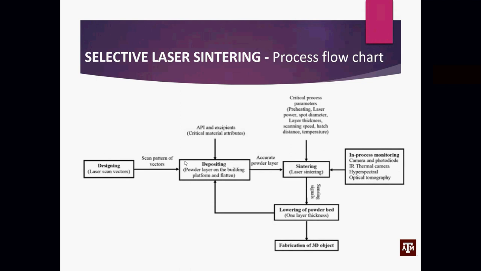After one layer is completely sintered, the left side will go down by one layer thickness. The roller will come and spread one more layer of the same thickness, then the laser comes to the center, and your 3D object will be completely fabricated. This is how the process flowchart of selective laser sintering works.